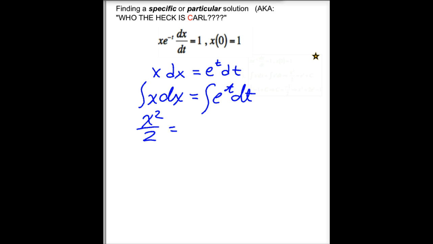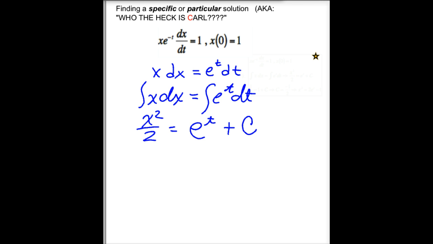Anyway, now I'm going to integrate both sides. I'm going to integrate the right-hand side, find its antiderivative. I'm going to find the antiderivative on the left-hand side as well. So nothing new yet. X squared over 2 plus Carl, but he'll be lumped in on the other side. The antiderivative of e to the x dx is e to the x. The antiderivative of e to the t dt is e to the t. And now here is Carl.